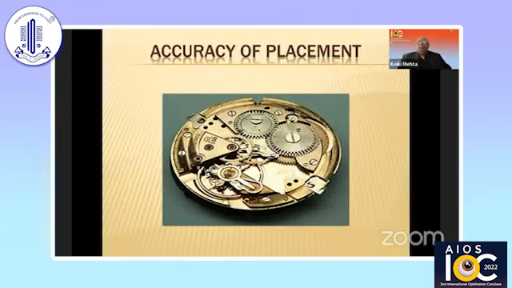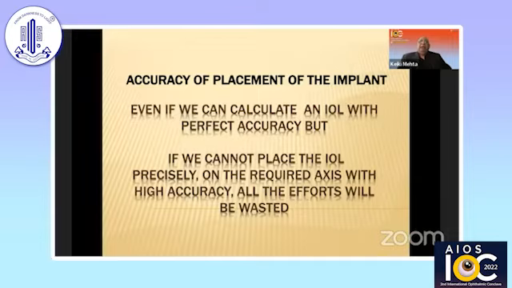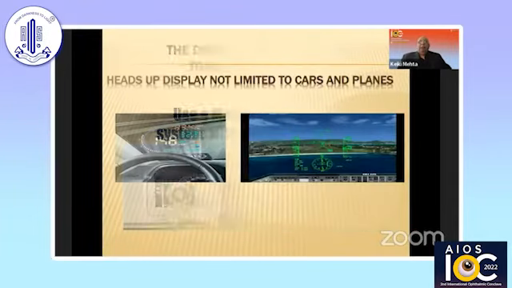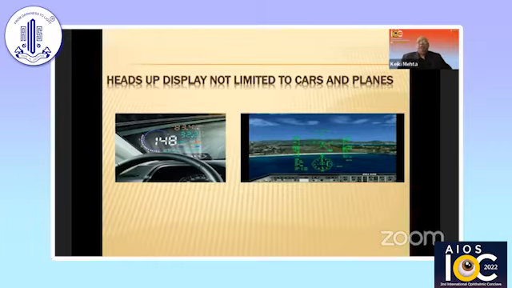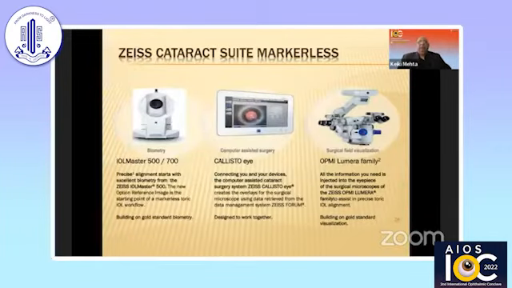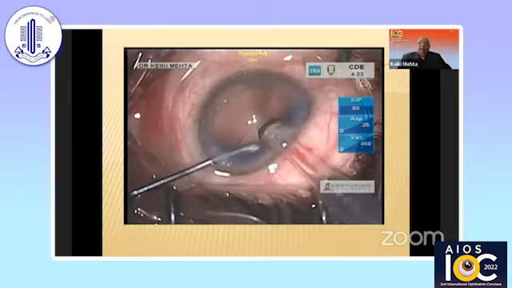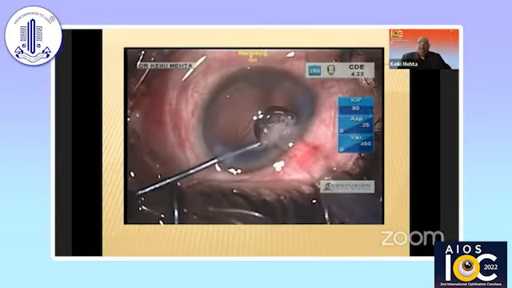Of course, the next most important thing is accuracy of placement. You can calculate an IOL with perfect accuracy, but if you can't place it accurately, all your effort is essentially wasted. And the most important thing is that you lose what we call the wow factor, which is something every patient wants and every surgeon wants. So I tend to use a markerless guided system, with heads-up display, which is fitted into the Zeiss system, which I use with a combination of the IOL Master, the Callisto, and the OPMI. You can manage to get a fairly accurate fitting running down the line.